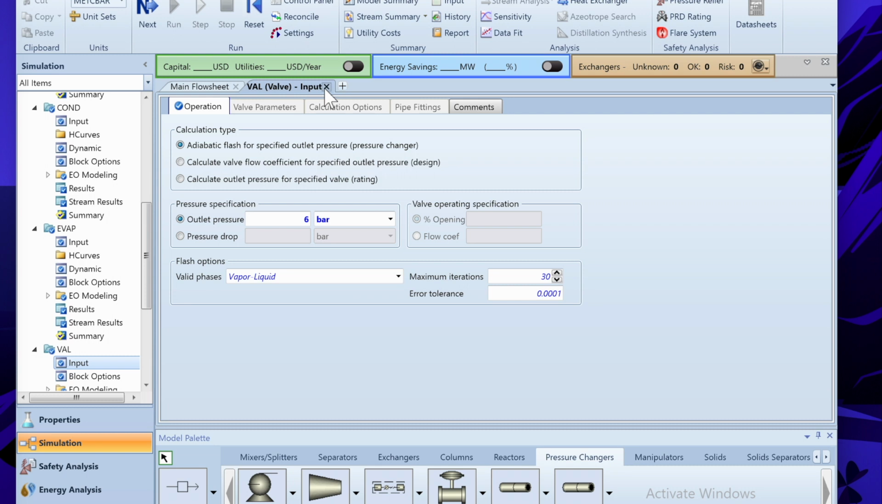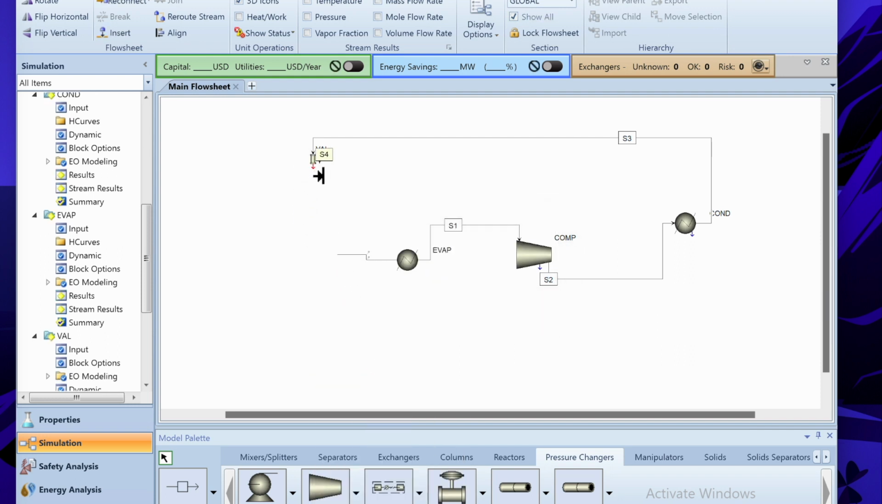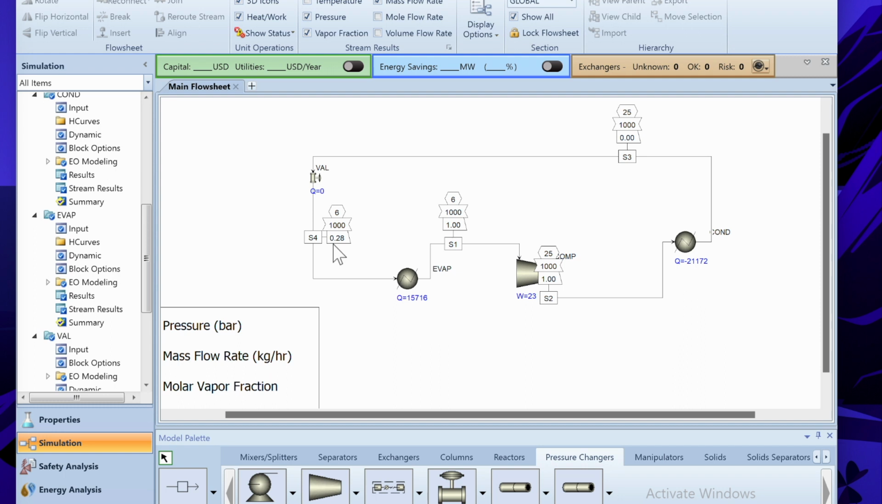Results are available, as you can see at the bottom left. But this is not the cycle, so what we can do is delete this S5 stream and connect this S4 to the valve. Now reset and rerun the simulation. Results are available. We can see the vapor fraction, the pressure, the work and heat, and the mass flow rate. As you can see, mass flow rate is in kg per hour and pressure is in bar.